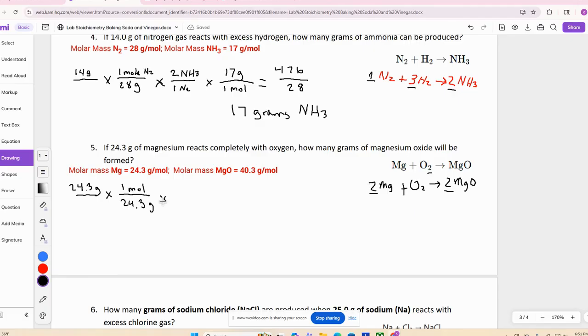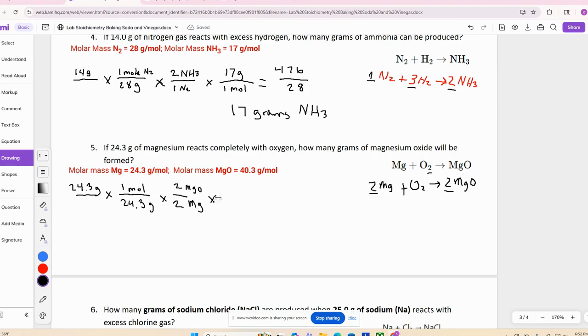Now, this mole ratio is really easy. You can look on the right. 2 moles of magnesium will react to give you 2 moles of magnesium oxide. So the ratio is 2 over 2. And we want MgO, so it doesn't really matter because they're both 2. Magnesium oxide will go on top. We're getting rid of magnesium, so we put it on the bottom.